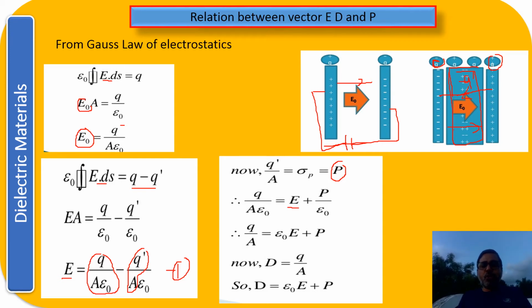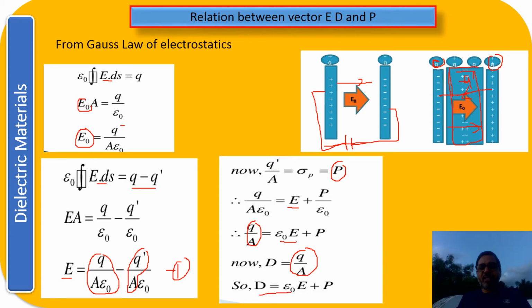So what I am saying is, Q upon A is equal to epsilon naught into E plus P. Epsilon naught has been taken to the right-hand side, so this epsilon gets multiplied, and here epsilon naught gets cancelled. So Q upon A is equal to epsilon naught into E plus P. Now Q upon A is known as D, the flux density, or you can say the displacement vector. So D equals epsilon naught into E plus P.